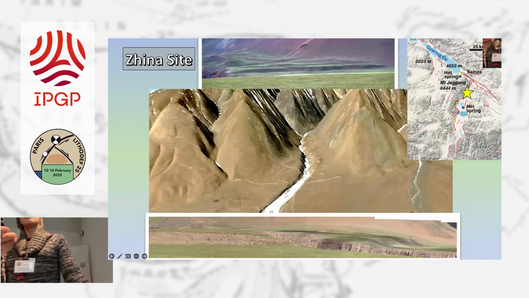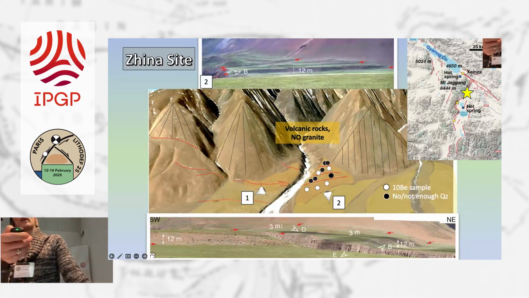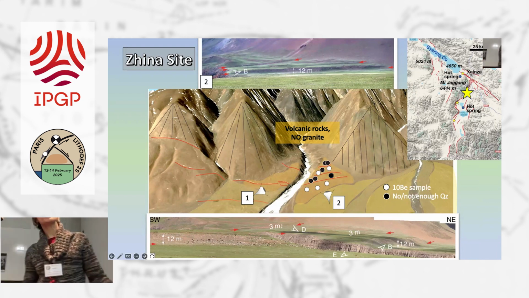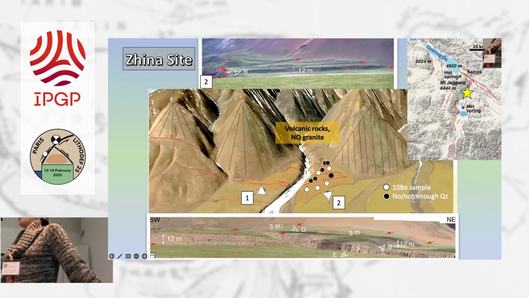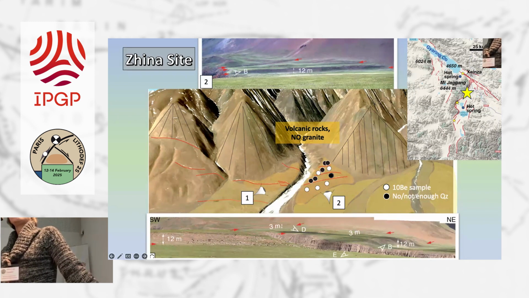So the first site that we have located here is the Jonah fan, which is this fan here that is cut by 3 main fault scarps. The frontal one is 12 meters high. You can see the goats here for scale. And then you have 2 other faults there. But unfortunately, the Xainza Range there is not granite, it's volcanic rocks. So it was very difficult to get enough quartz to do the cosmogenic dating, but we still managed to have some samples, some ages.